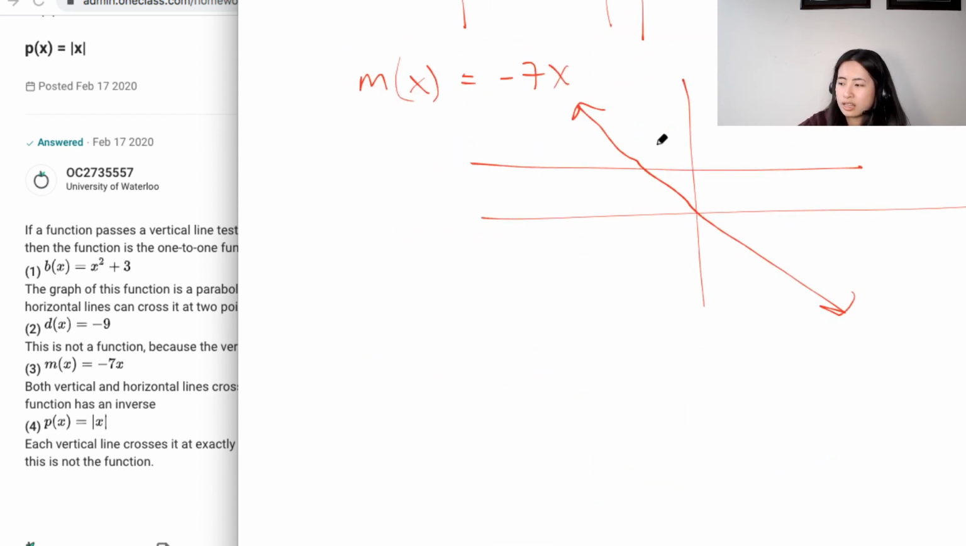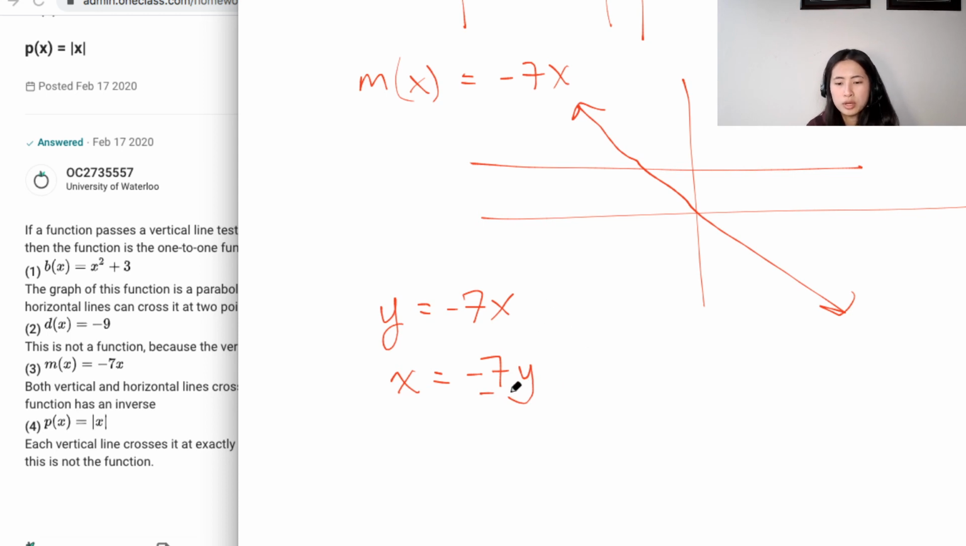So because this passes both the vertical line test and the horizontal line test, that means there is an inverse function, and on top of that, this is a function. Now you're probably wondering, so what's the inverse? In order to find the inverse, you know that this is y equals -7x. Then all you have to do is switch your y into an x, and x becomes your y. So you would have x equals -7y.